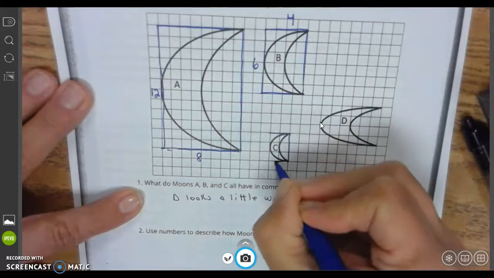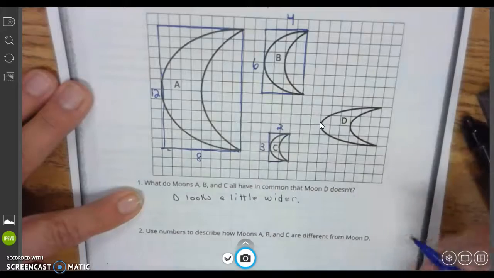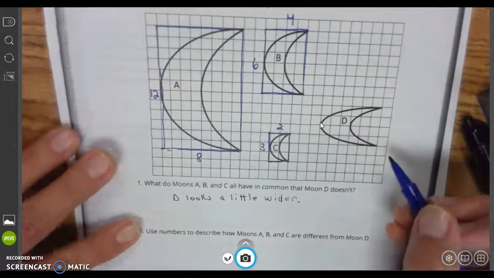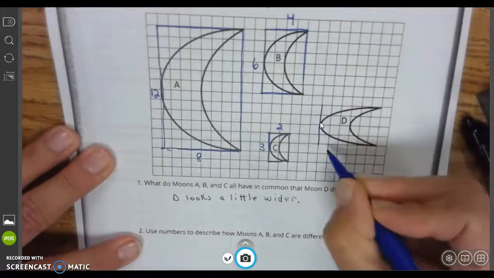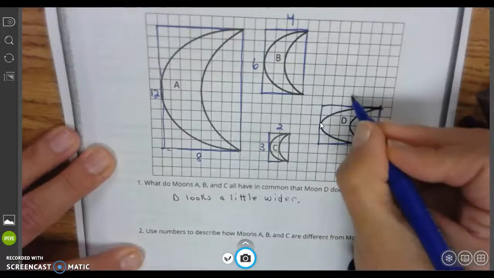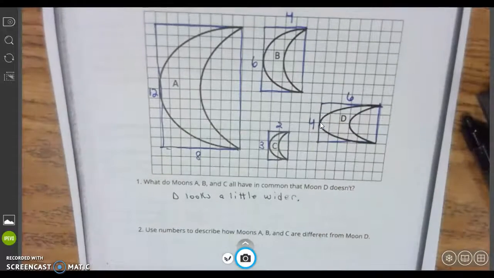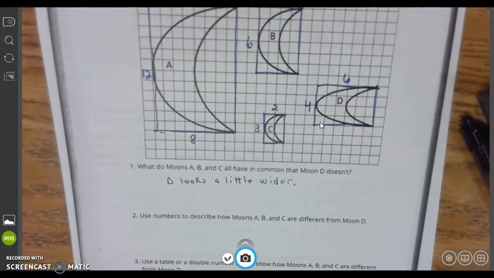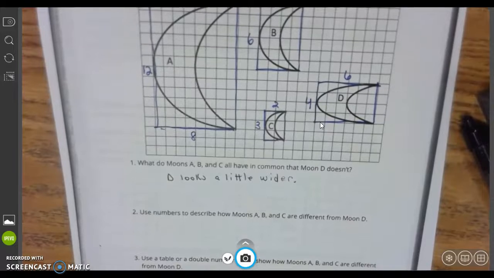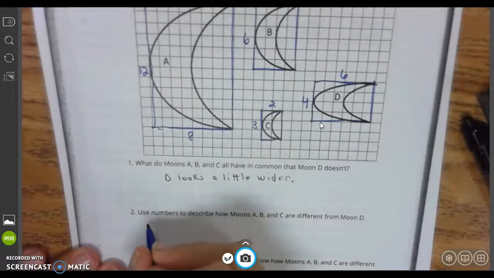We do the same thing for C. You get 3 for the width, 2 for the length, sorry. And on D, we get 6 for the length, 4 for the width. So if we set these up as ratios and look at them, I'm going to do length divided by width on each one.